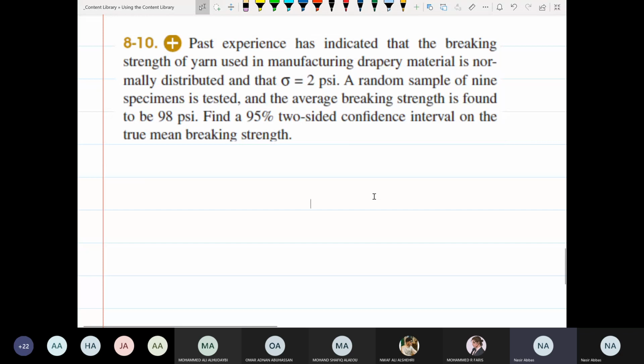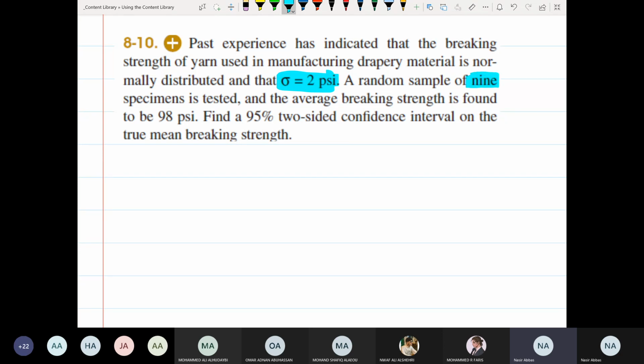Okay, let us look at this question. The question says that past experience has indicated that the breaking strength of yarn used in manufacturing material is normally distributed with sigma equals 2 psi. Let's highlight the important information. Sigma equals 2 psi. A random sample of size 9, that's n.